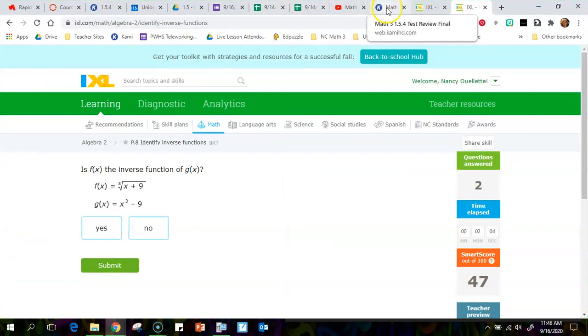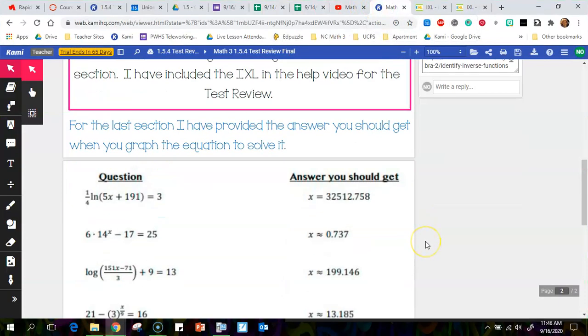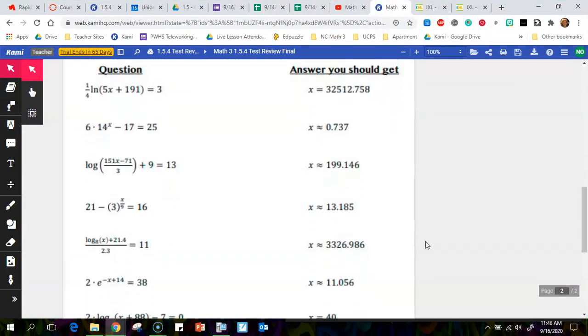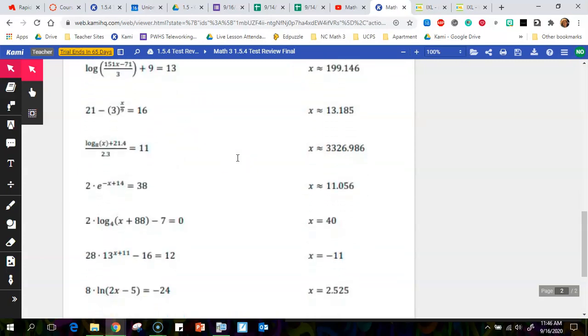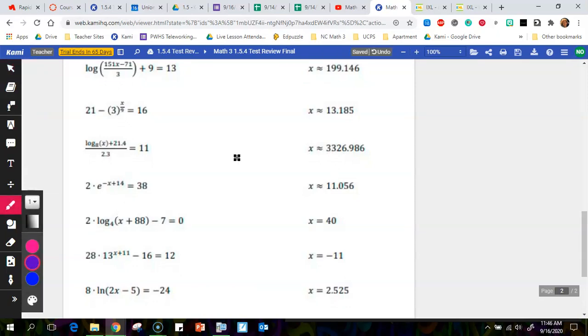Going back over to the test review, your next section, I have actually provided the answers for you. I'm going to do a couple of these just to show you how to enter some of this stuff in Desmos, because they're a little bit complicated. So let's look at this one.